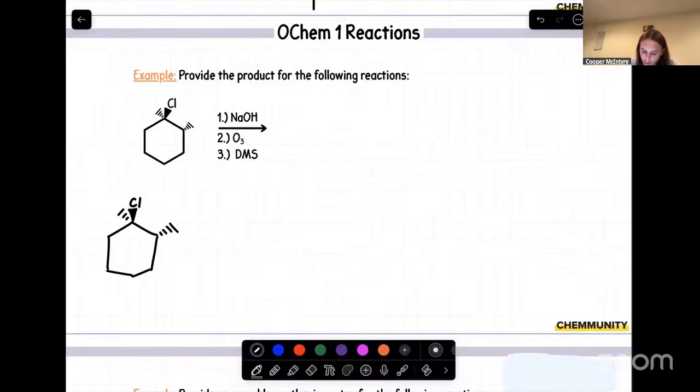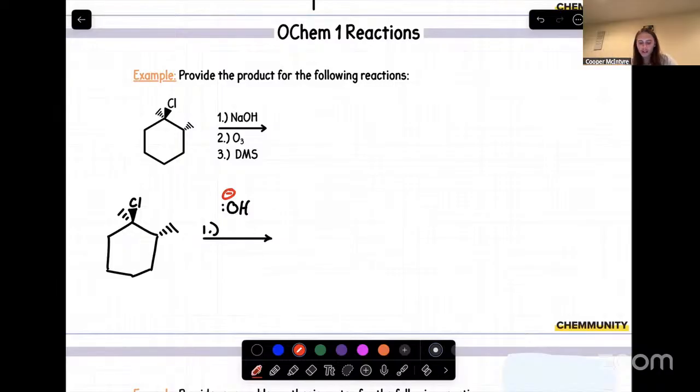So for our first step, we have NaOH. We have sodium hydroxide. And more specifically, we're worried about that hydroxide since our sodium spectator ion is not really doing much, but that hydroxide has a negative charge and will be attacking something.